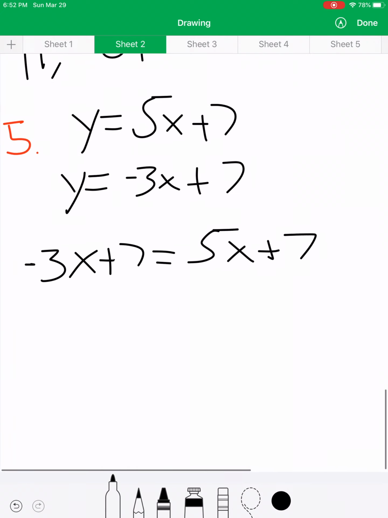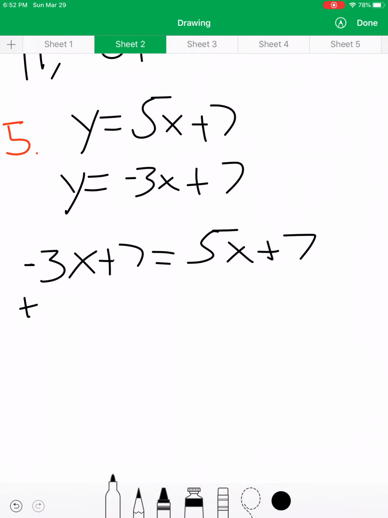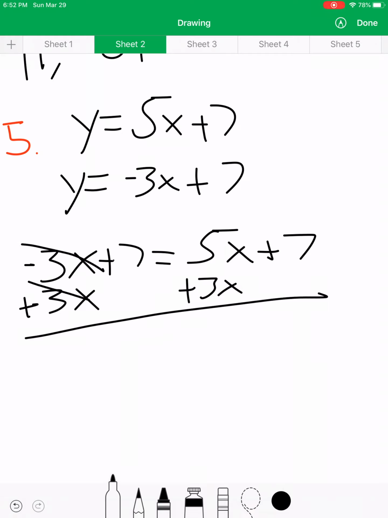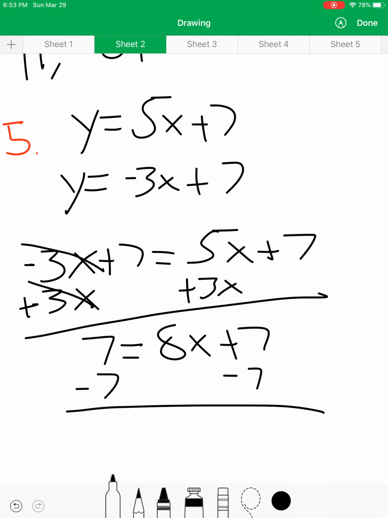All right, I like my variable to remain positive. To do that, I'm going to move the negative 3x by adding 3x and adding 3x. What remains now is 7 equals 5x plus 3x. That's 8x plus 7. Start on the side with the variable, move the number without the variable by performing the opposite operation. So that's going to be the 7 right here. We're adding 7. Opposite is going to be subtract 7. So now I have 0 equals 8x.